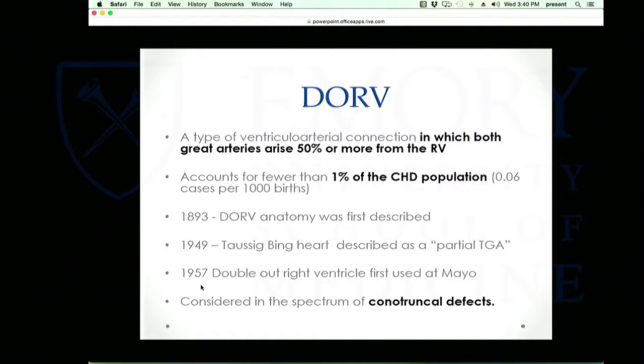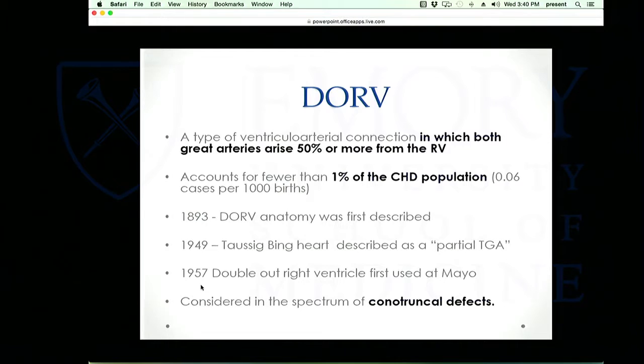So that still seems kind of vague, so you still might have some questions. But some background information on double outlet right ventricle is that for both of the great arteries, they need to have more than 50% arising from the RV. It accounts for only 1% of the congenital heart population, so it's a very small percent of the general population as a whole. Only 0.06 cases per 1,000 births.